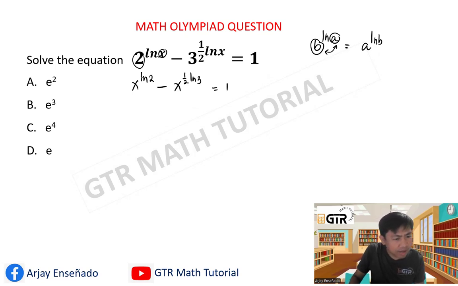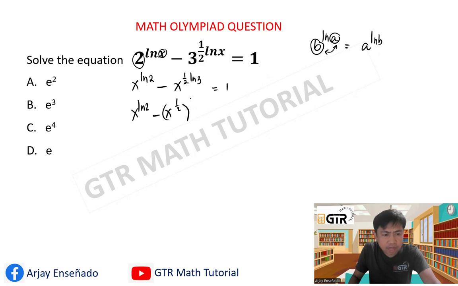And then we have x to the ln 2 minus x to the 1/2 ln 3 equals 1. We can write this as x to the ln 2 minus x raised to 1/2 times raised to the ln 3 equals 1. So this is not helpful. So let's try another approach.